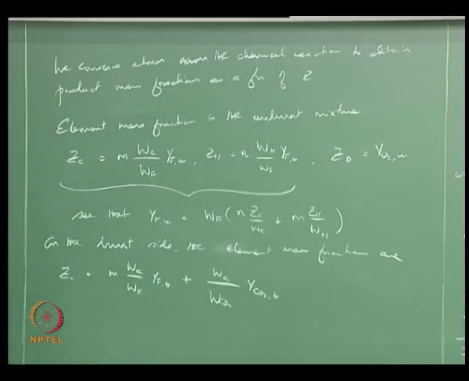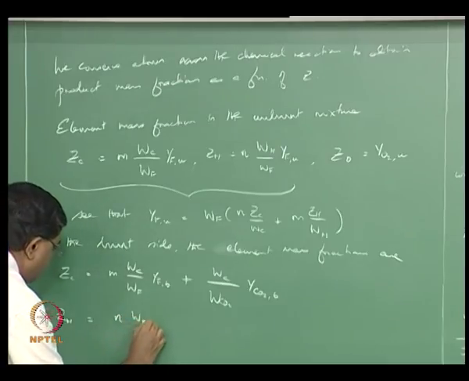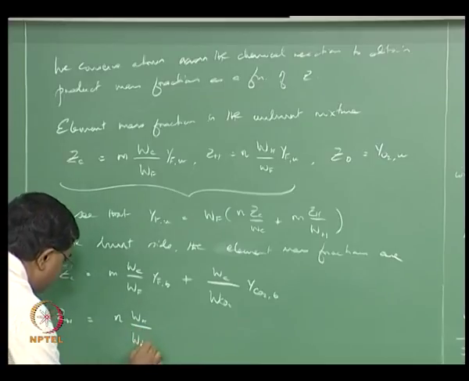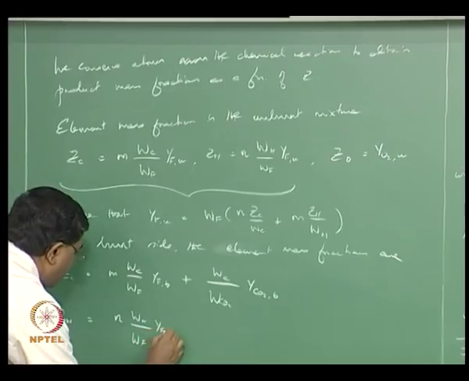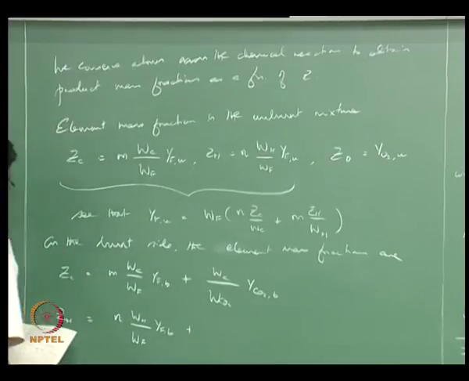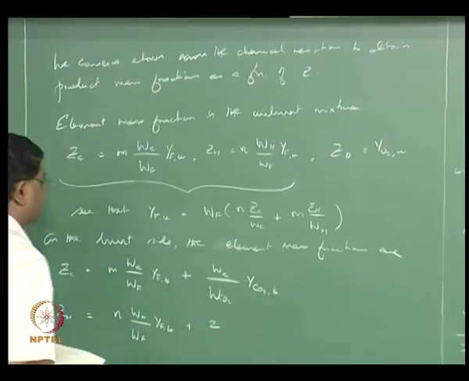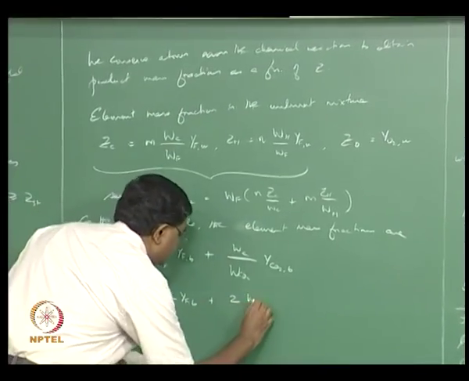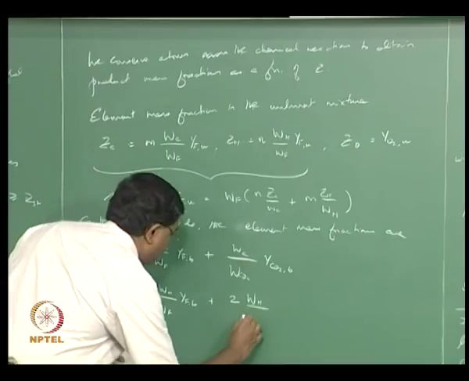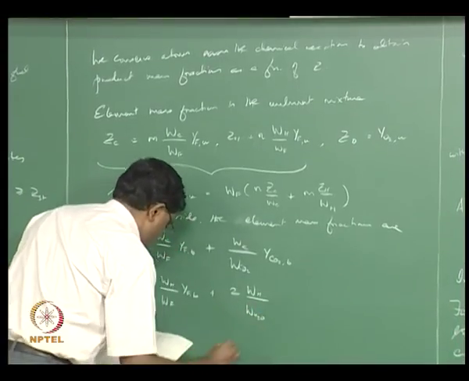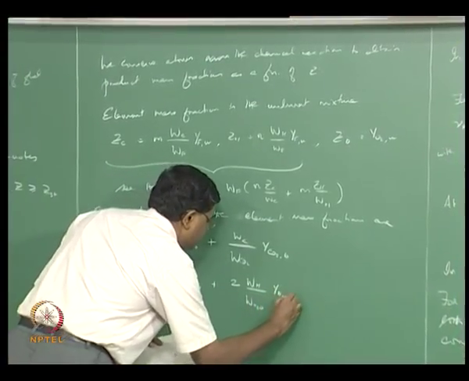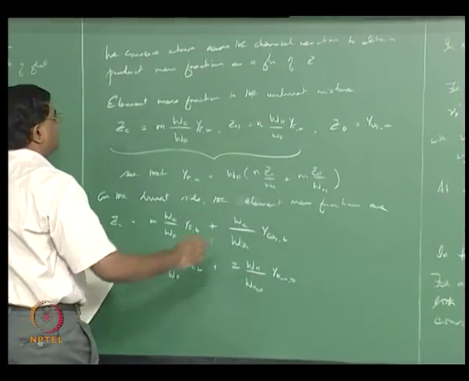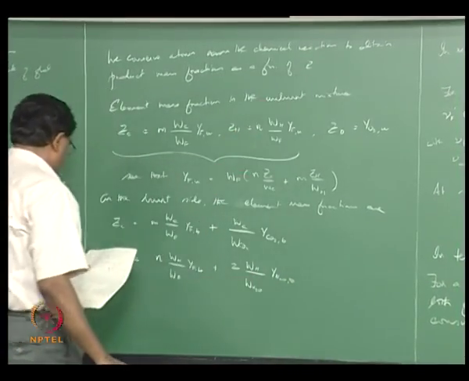And hydrogen is going to be like N times WH divided by WF YF comma B plus twice, because water contains 2 hydrogen atoms, so WH divided by WH2O times YH2O comma B. This is also the next thing that we are trying to find out in terms of Z currently.